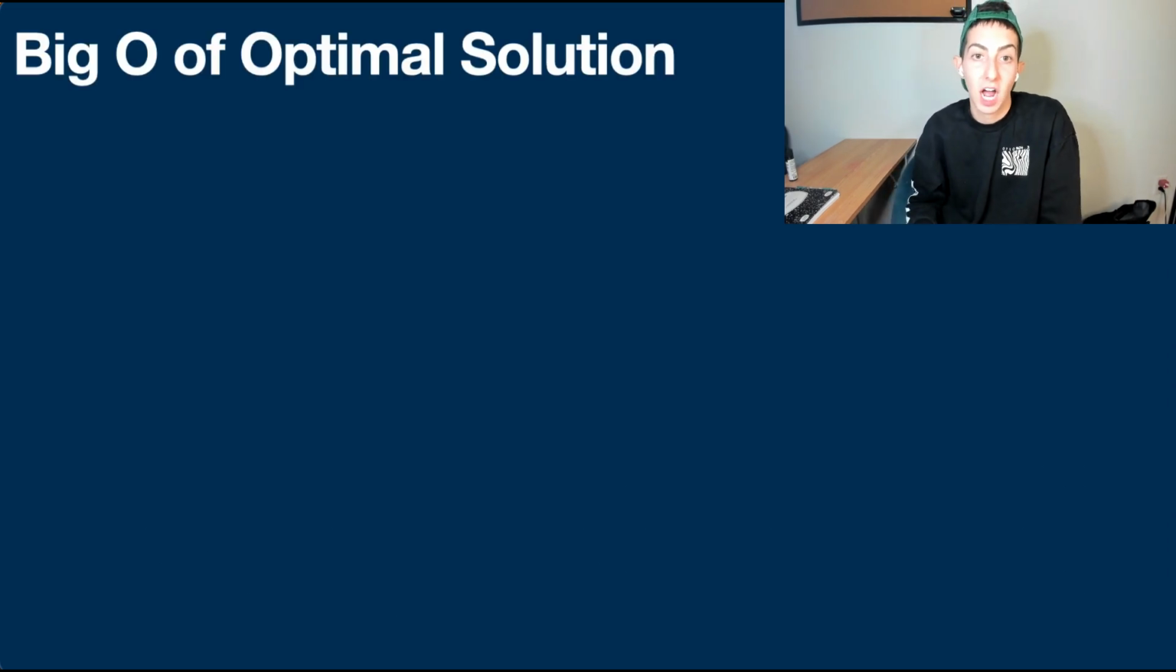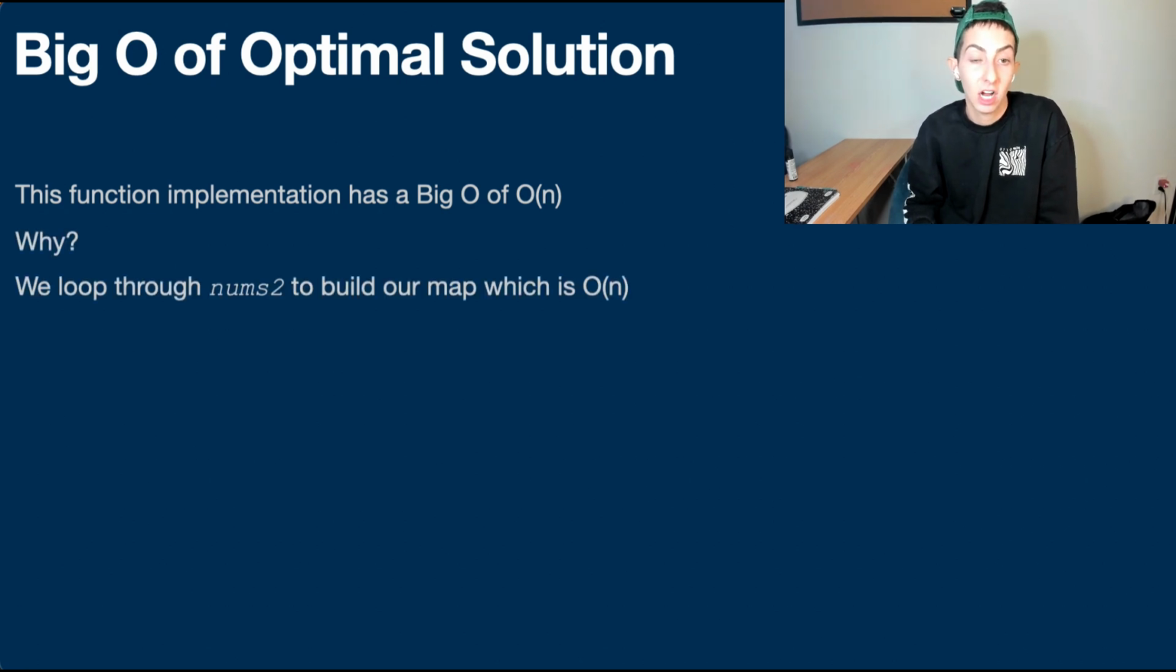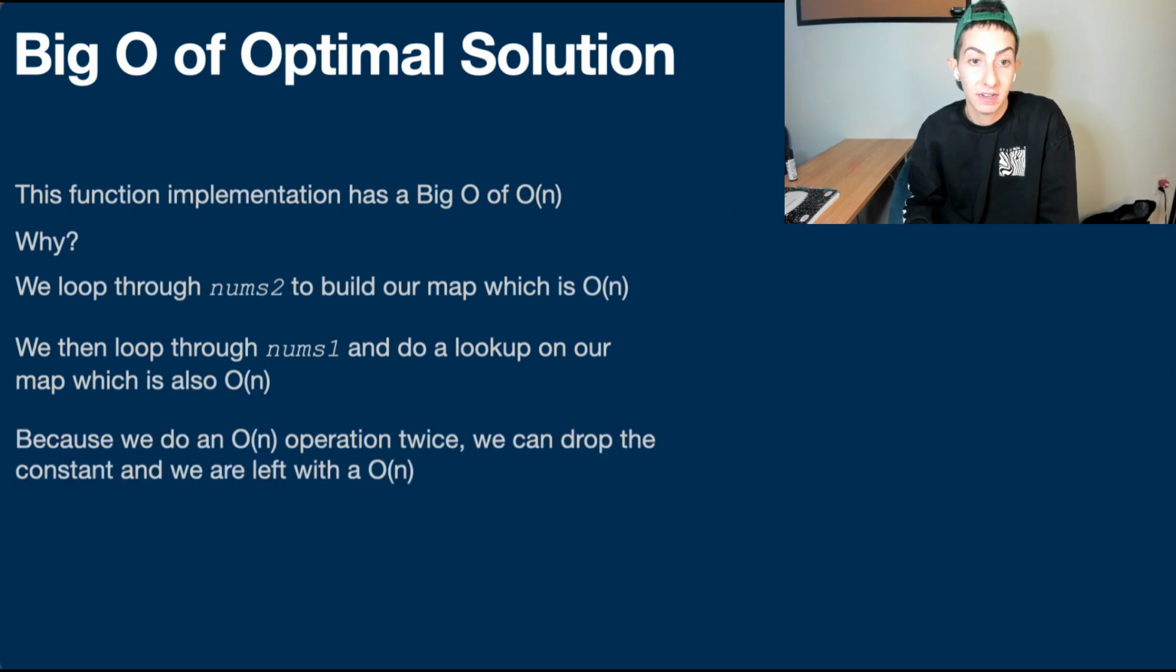Beautiful. Okay, so we've kind of discussed this already, but let's explicitly talk about the big O of this optimized solution. So this function implementation has a big O of n. So why is that? We loop through nums2 to build our map, which is O of n. We then loop through nums1 and do a lookup on our map, which is also O of n. And because we do an O of n operation twice, that would be 2 O of n, we can drop the constant and we are still left with a big O of n, which is excellent.